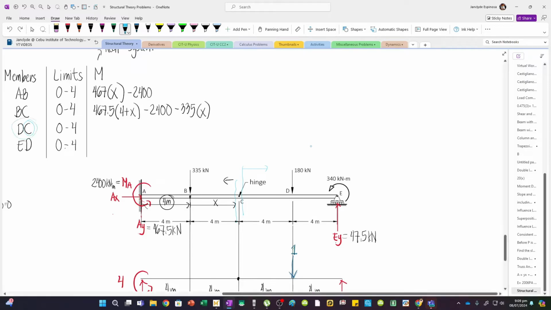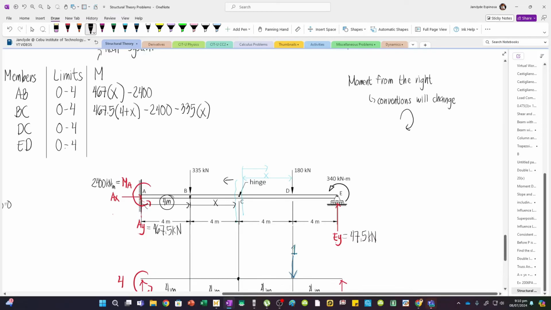So since we have from D to C, then my X will start from D. So, we have this as our X. Yan. And then we have 180 multiplied by X. That's gonna cause a clockwise rotation. But, dito ka dapat careful. If you will take moments from the right, or for example, yung right side ng segment, yung origin mo, then the conventions will change.